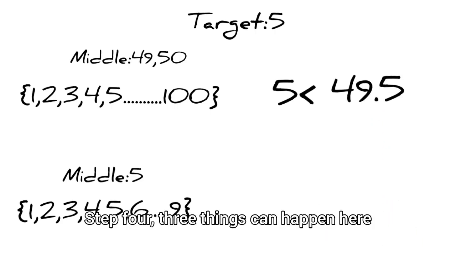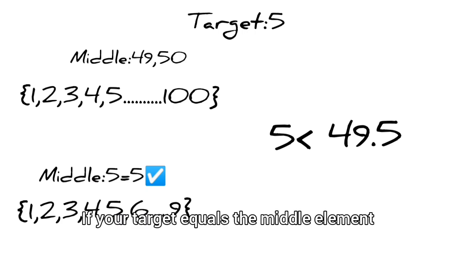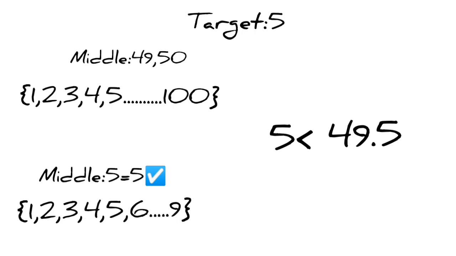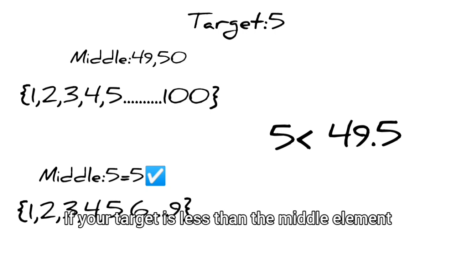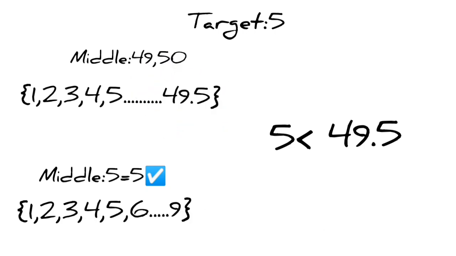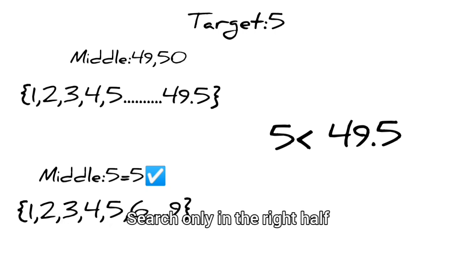Step 4. 3 things can happen here. If your target equals the middle element, congratulations, you found it. Stop. If your target is less than the middle element, ignore the right half entirely. Search only in the left half. If your target is greater than the middle element, ignore the left half. Search only in the right half.